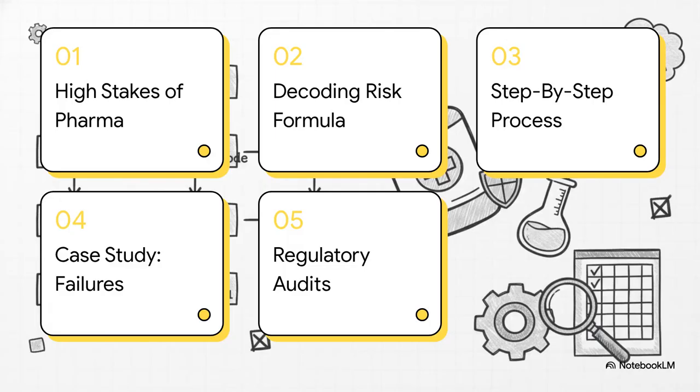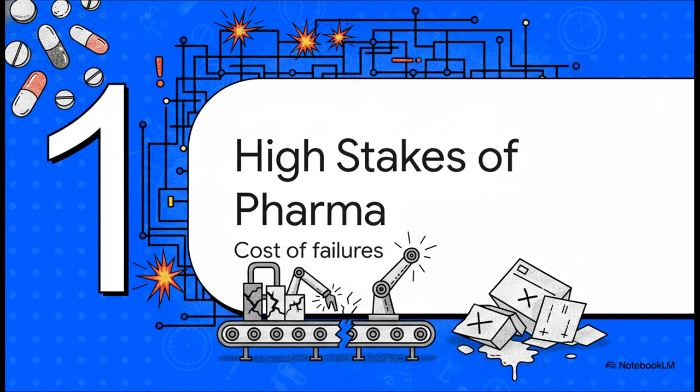Okay, so here's the structured game plan for today. We'll cover the high stakes of pharma, decoding the risk formula, this step-by-step process, a real-world case study on hidden failures, and finally, winning regulatory audits. Let's jump right into Section 1, the high stakes of pharma and the true cost of manufacturing failures.